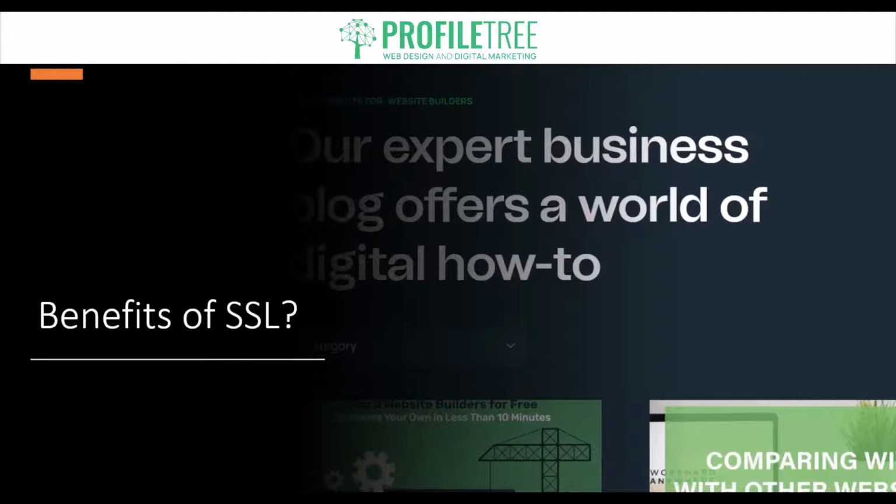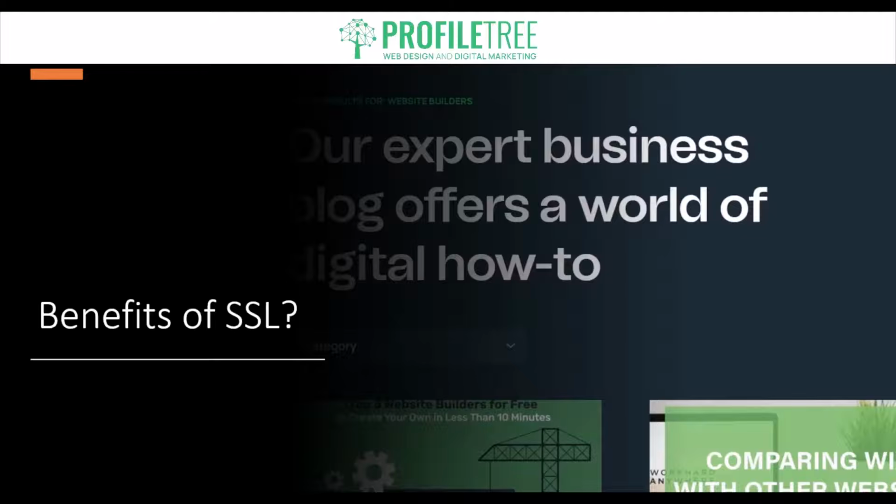So what exactly are the benefits of SSL? As I've mentioned before, it's great to have it for protecting sensitive information. You can't really run a website without it, I would say, since it's protecting passwords, credit card numbers, and other personal data that is transmitted over the internet.